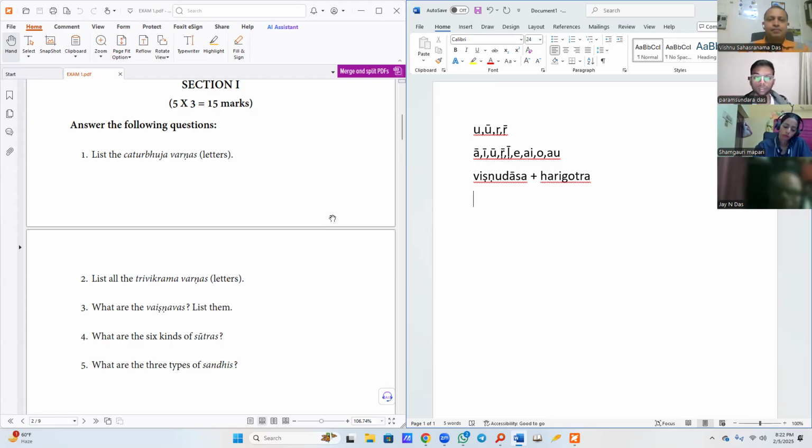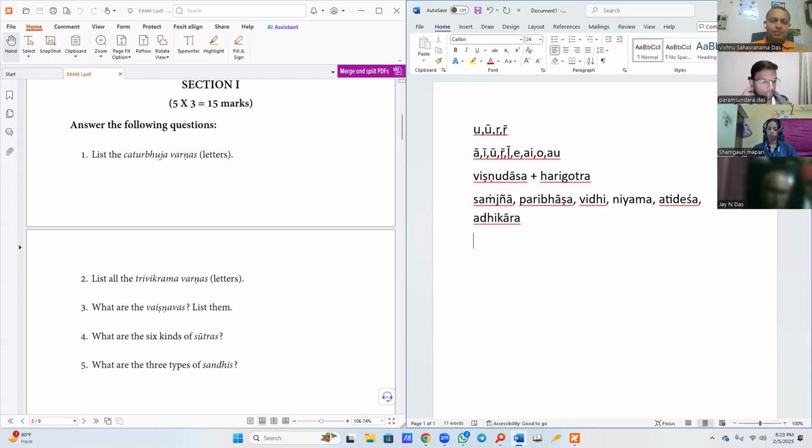Six kinds of sutras. So Sangya cha Paribhasha cha Vidhi Niyama eva cha. Sangya, Paribhasha, Vidhi, Niyama, Atidesha, Adhikar. These are the six kinds of sutras. So mark honestly yourself.